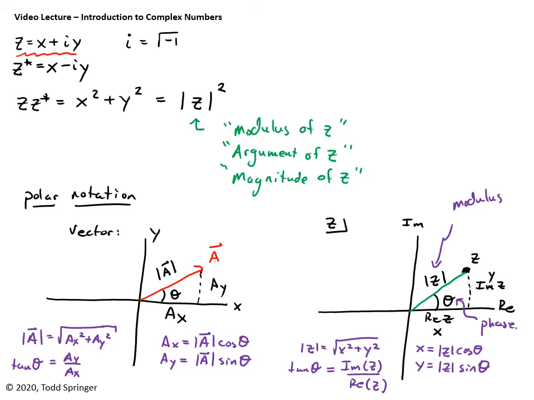So just exactly the same as for the vector. Just instead of the components ax and ay, I'm using x and y, the real part of z and the imaginary part of z. Okay, so let's do an example.